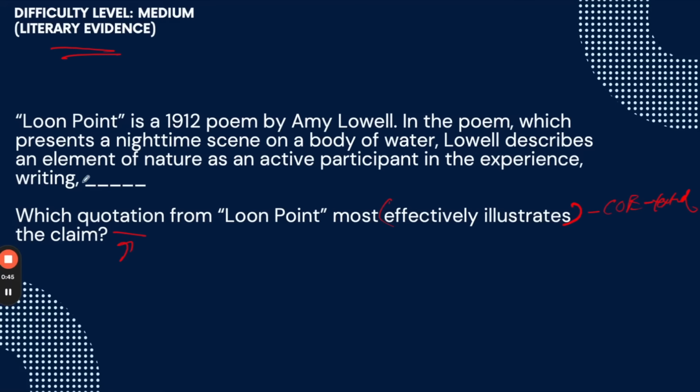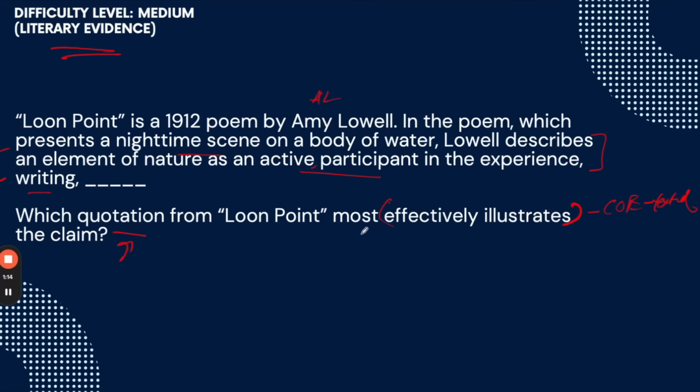Let's read the text for this. Loon Point is a 1912 poem by Amy Lowell, so A.L. In the poem, which presents a nighttime scene on a body of water. So what is happening in the poem? It's basically presenting a nighttime scene on a body of water. So A.L. describes an element of nature as an active participant in the experience, writing. This is the claim, guys. This is the claim right here.